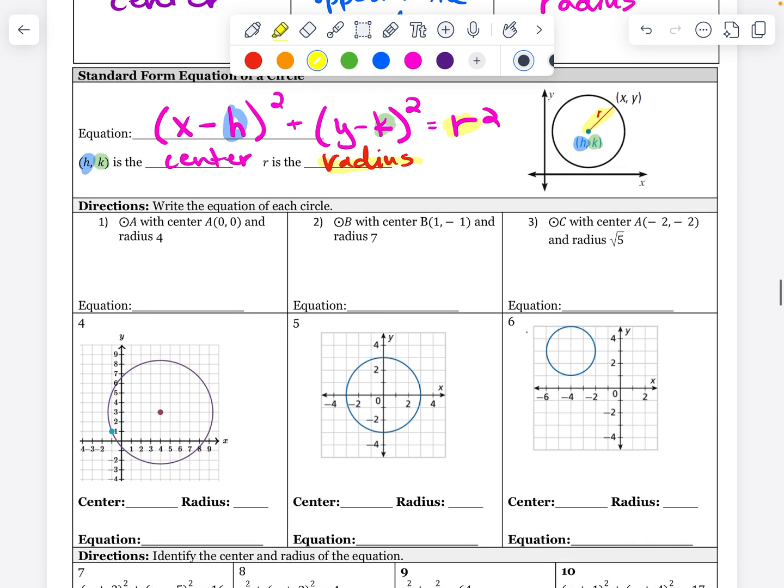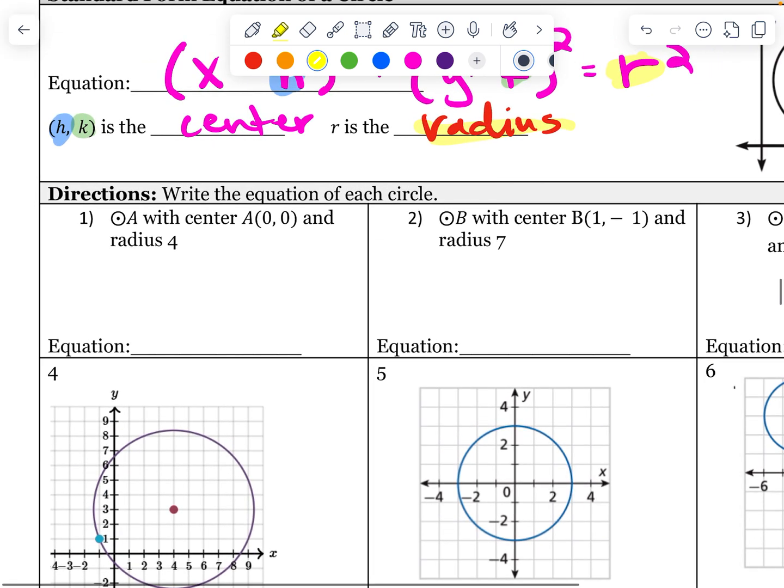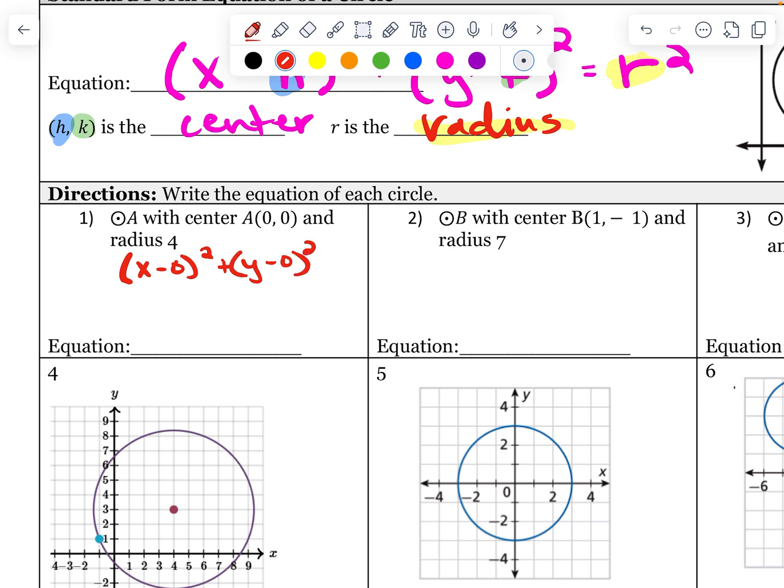All right, so let's write an equation for each circle. A with a center of 0, 0, and a radius of 4. So I'm going to write (x minus 0) squared plus (y minus 0) squared equals 4 squared. Y'all, you don't even have to do all the mess. x squared plus y squared equals 16. You know that minus 0 doesn't do anything.